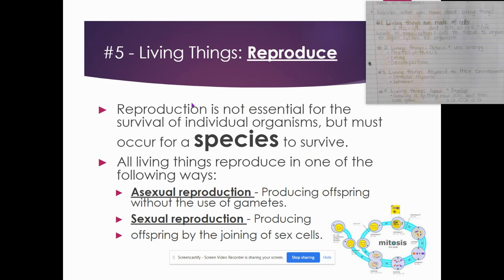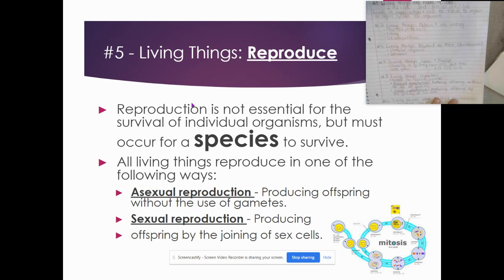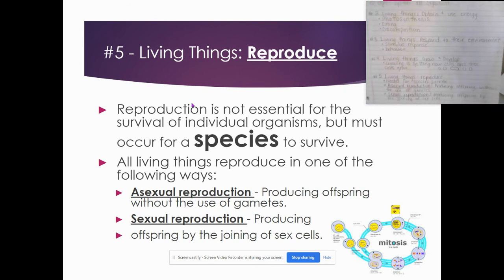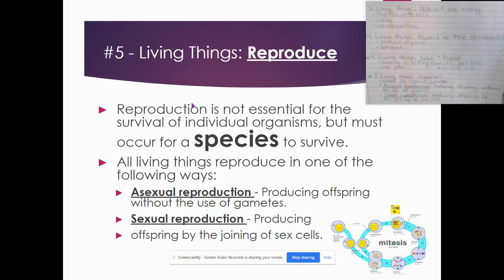All right, number 5. I'm just going to have to move my camera. Number 5, living things reproduce. Fix that. Living things reproduce. Reproduction is not essential for the survival of an individual, but it must occur for a species to survive. So if we want the human race to continue, we are going to have to reproduce more humans. However, if you want to survive, you don't have to have a child.